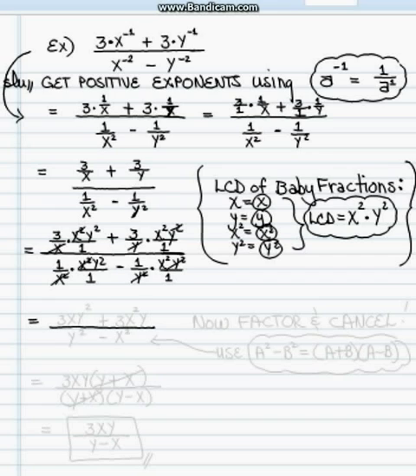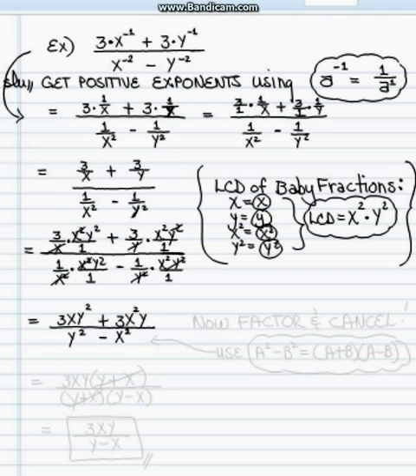On the top, we have 3 times x to the first power times y to the second. It's all over 1, but I don't need to write it over 1. It's just a whole number. Plus, next we have 3 times x squared times y to the first power. On the bottom, we just have y squared over 1, so it's just y squared, minus x squared over 1, which is just x squared. Okay, we got rid of the baby fractions. Now we have a simplified fraction.